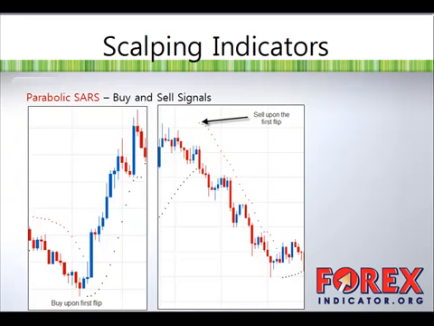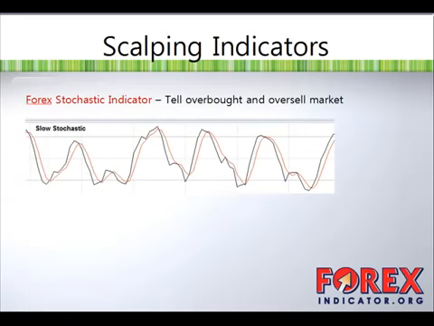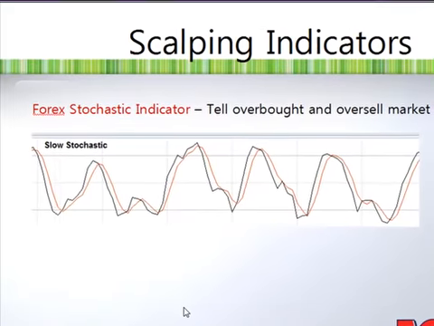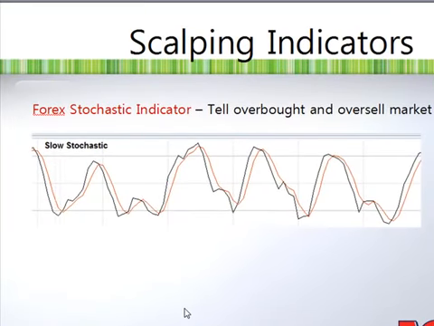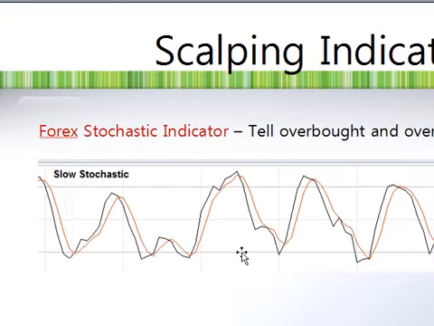The second indicator that we are talking about is the stochastic indicator. Basically, this stochastic indicator is an oscillator. As you can see, the price oscillates up and down. What it does is tell us whether the market is currently overbought or oversold. The line on top represents the overbought level, which is typically at 80. And this line here represents the oversold level, which is typically at 20.